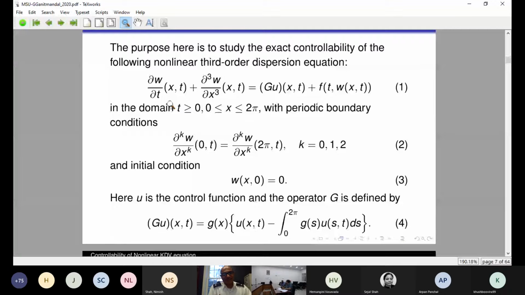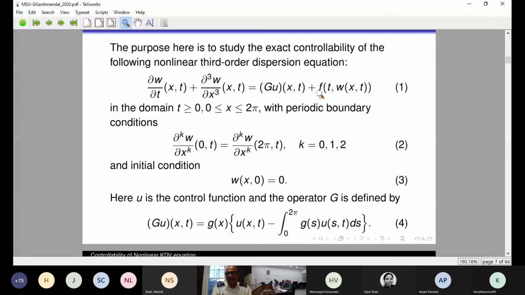So today we are going to talk about the exact controllability of the nonlinear third order dispersion system. This is the system you can see over here: del w by del t plus del cube w by del x cube. This is third order, that's why it is called third order. G u of x, t is defined here, and this is the nonlinear term that I have added.